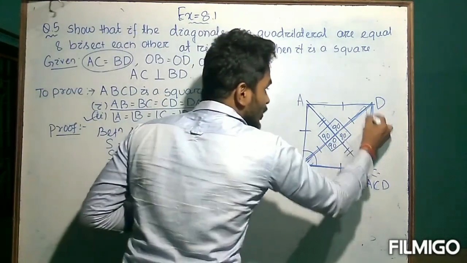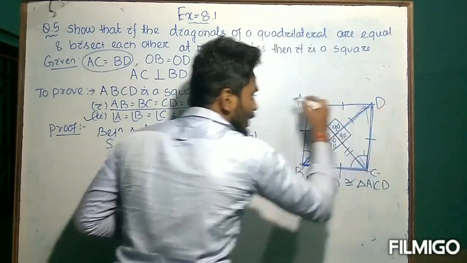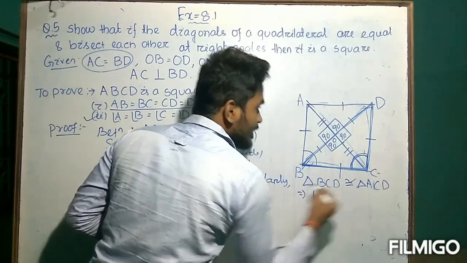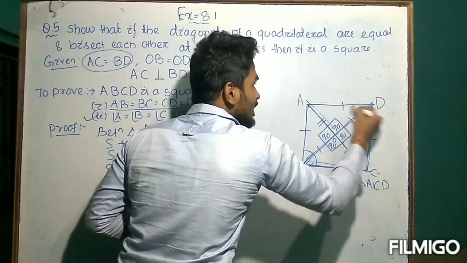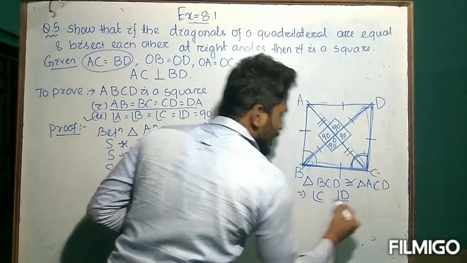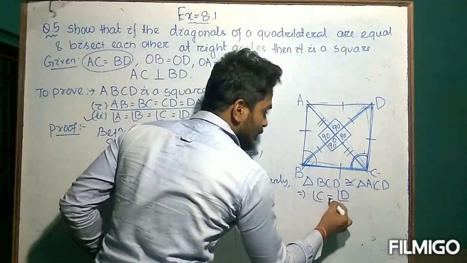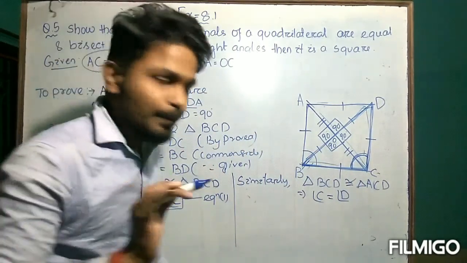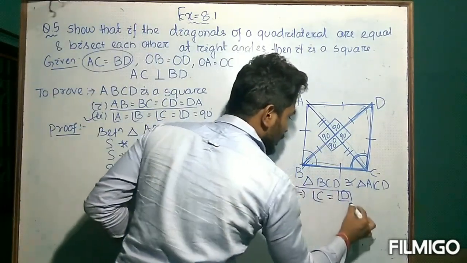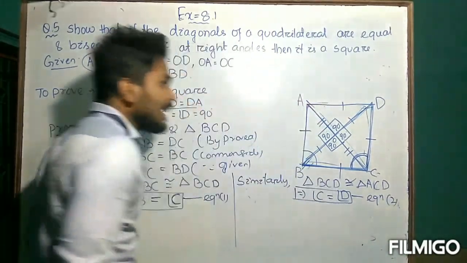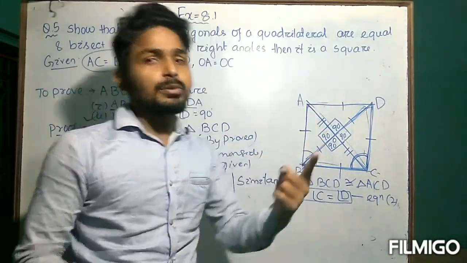If these two triangles are congruent, then C is an angle of the triangle BCD. And if you consider ACD, then D is an angle of the triangle ACD. But we know these two triangles are congruent. So we can write angle C is equal to angle D. Let's say this is equation number 2.